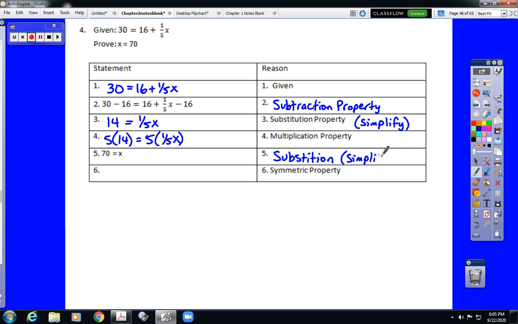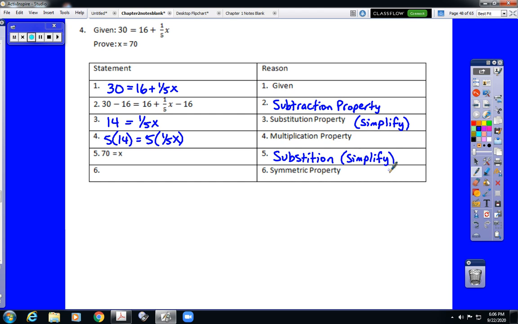property. Now the reason I'm writing simplify instead of substitution property is that we're actually using substitution differently than we will later in the book when we do geometric proofs. So I want to make sure that you understand there's a difference between using substitution property to simplify and using substitution property as it is actually intended.